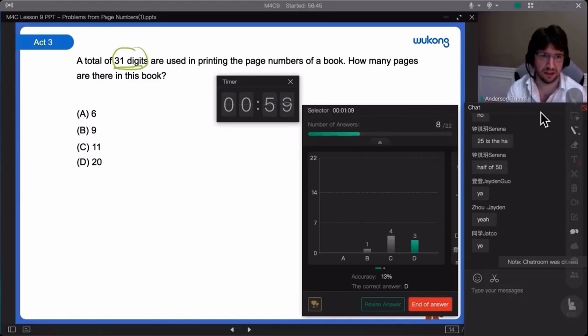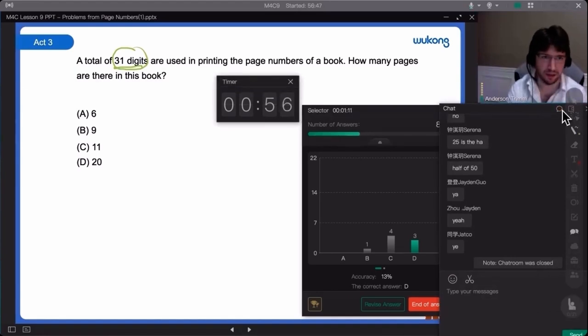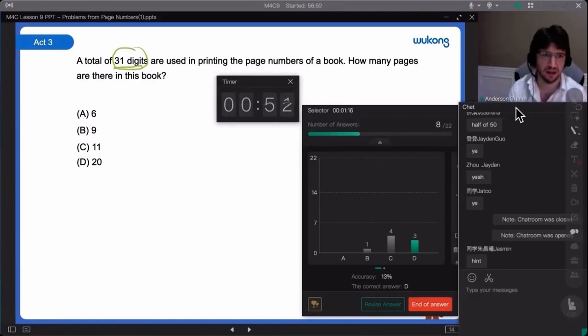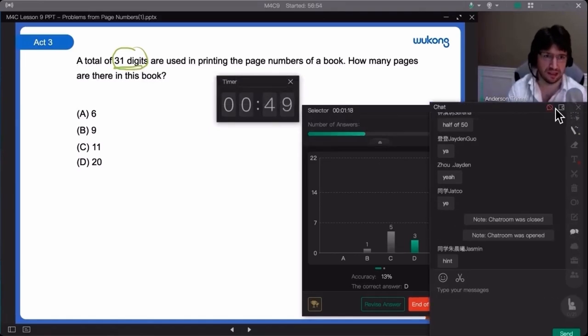All right, so it's been about a minute, I think. Let me open the chat without sharing answers. Let me know if you need a hint, or if you have some specific question, you can type that. All right, hint for this one. We're going to set it up.